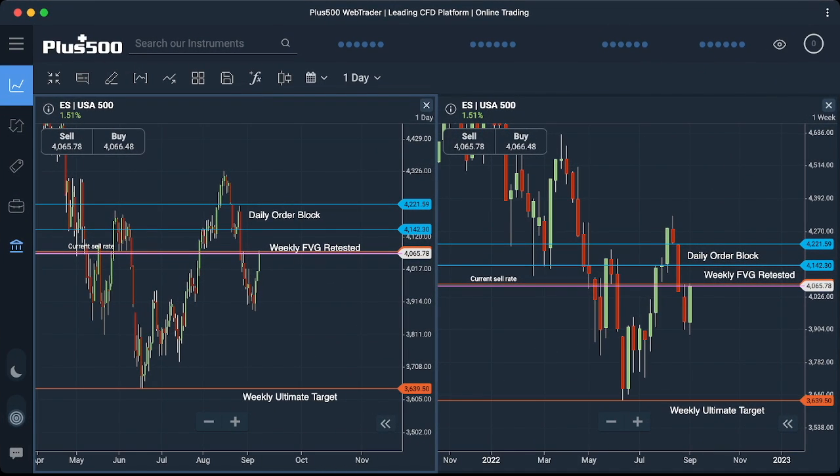So I hope you enjoyed this new style of our weekly forecast by showing you two different views on the daily and weekly, and also doing the forecast for multiple markets.